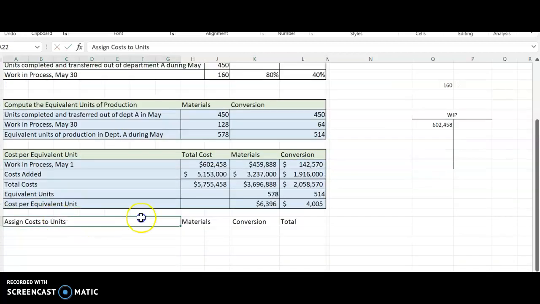Okay, so we're going to do ending work in process. Let me get this fixed.